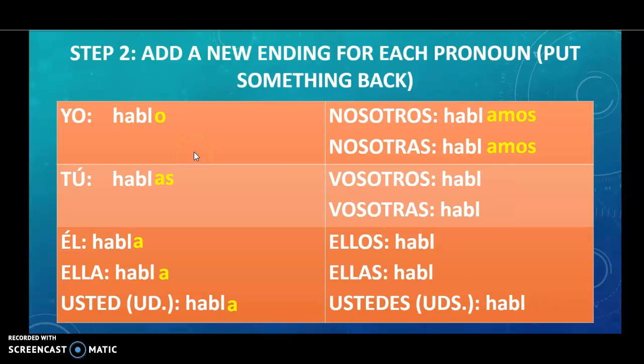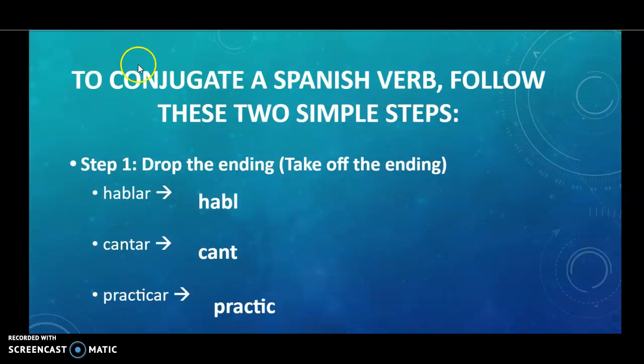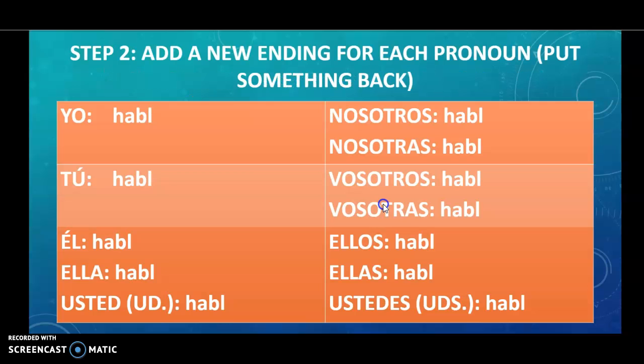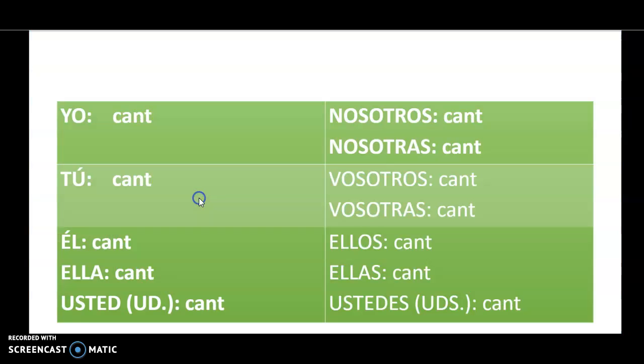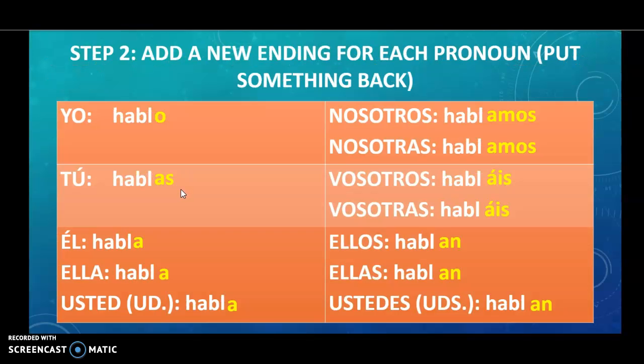This goes for all of them. Anytime you have to take an ending off, then you have to add something new. So now this just became I talk. It went from to talk into I talk. How do I know that? Because yo means I, and when I drop the ending and put an O on the end, that becomes I talk. Then this one I know is you informal talk because it ends in an AS. So those are the endings. O, as, a, amos, ais, an.